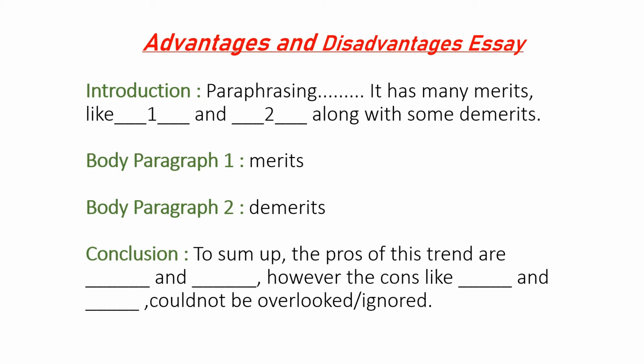Remember, you will give the overview of only one part of the question. Like in this, I discussed only merits and made some suspense by writing the words some demerits, which will create curiosity in the examiner to know my viewpoint on demerits. So in the first body paragraph you will explain the merits, and in the second body paragraph you will explain the demerits. In the conclusion you have to write, to sum up, the pros of this trend are dash and dash. However, the cons like dash and dash could not be overlooked or ignored.